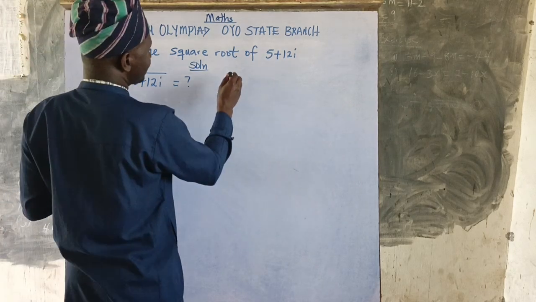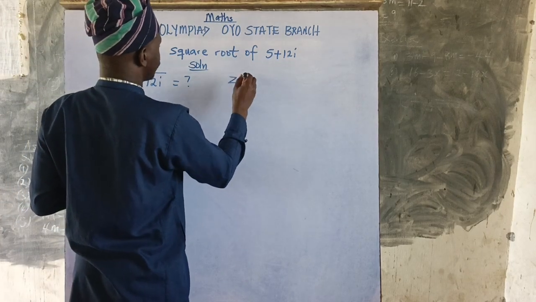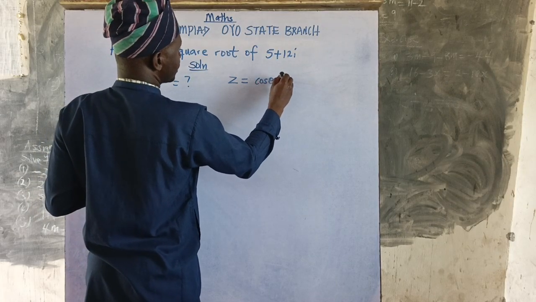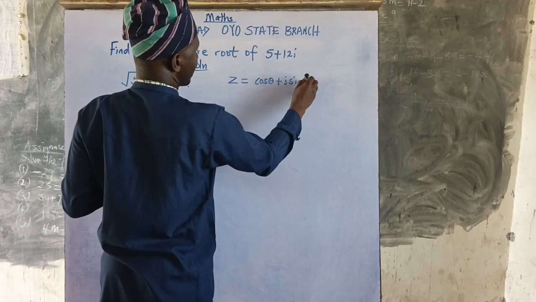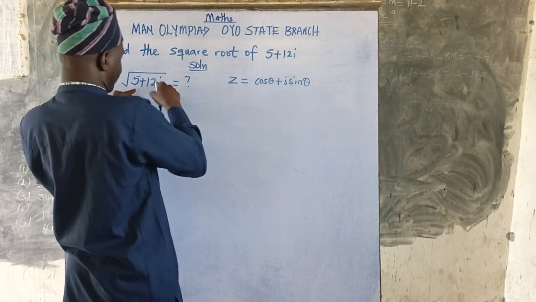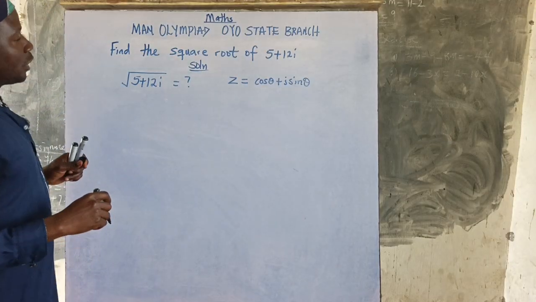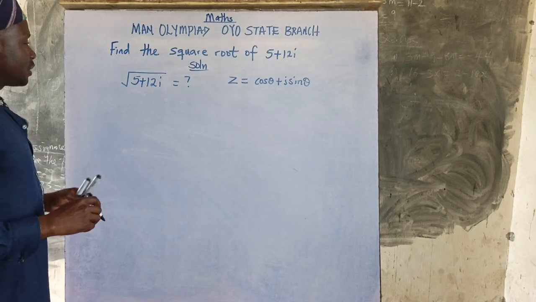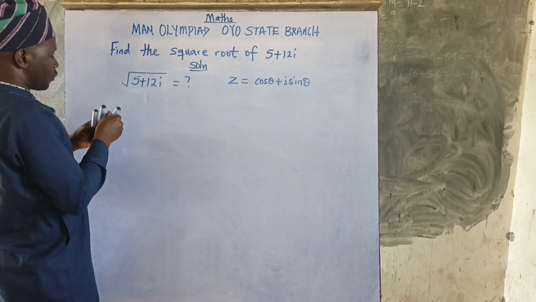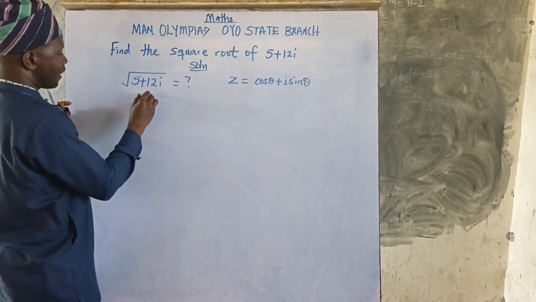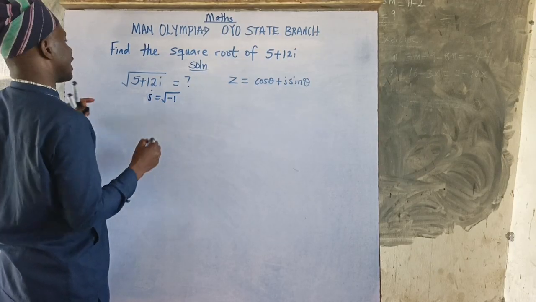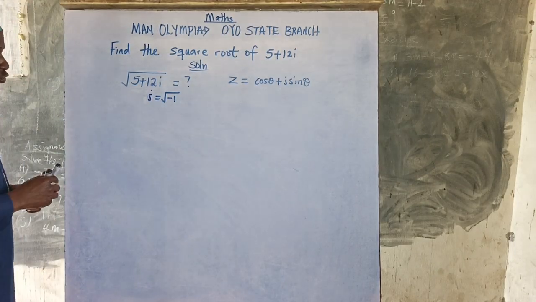So that is when you have z equals cos theta plus i sin theta. We can apply this method in solving this, but we are going to use surds in solving it. So i is a complex number. We have i to be the square root of minus 1. Therefore, whenever you see i, you are going to put square root of minus 1 there.